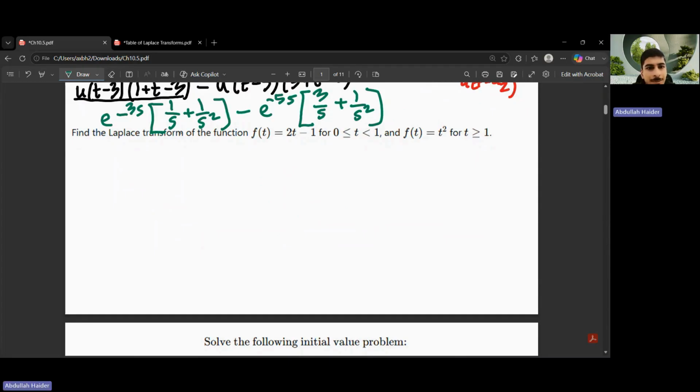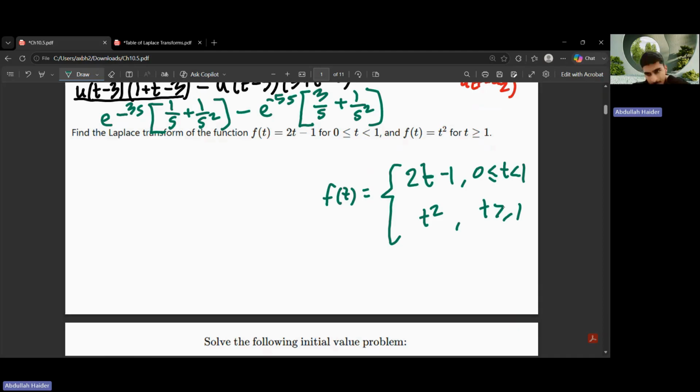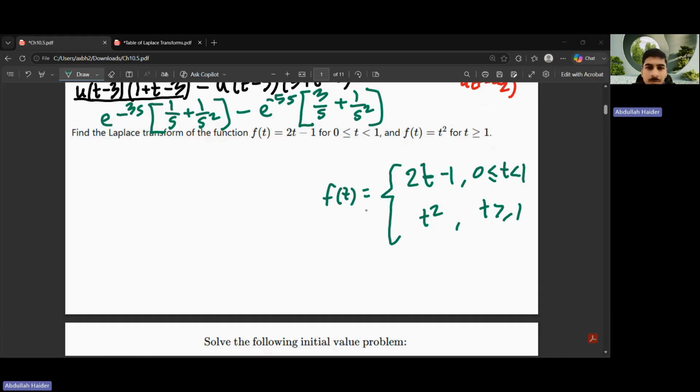This is a simple one now. So you have f(t) equals brackets. You have 2t minus 1 for the interval 0 less than or equal to t less than 1. And you have t squared for t greater than or equal to 1. I think nothing should change for this one as well. I don't think there's any difference.